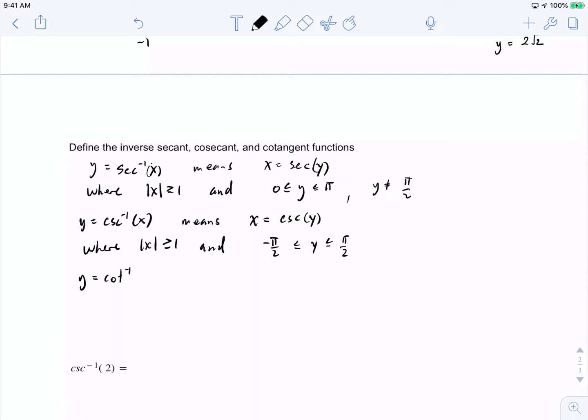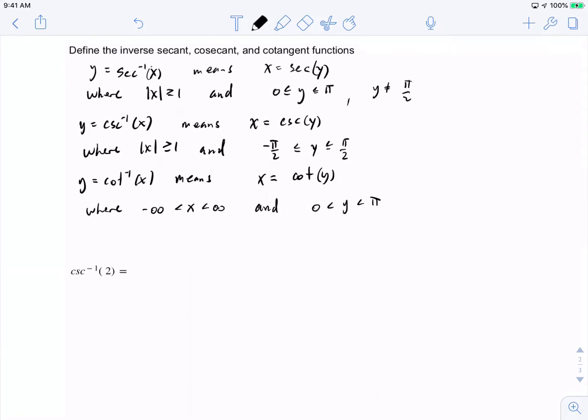Now, cotangent inverse of x means that we have x is equal to cotangent of y. And the restrictions here are it's from negative infinity for x to positive infinity. And our y is going to be from 0 to pi. So it also puts us in the first and second quadrants. All right, well, let's do an example with this information.